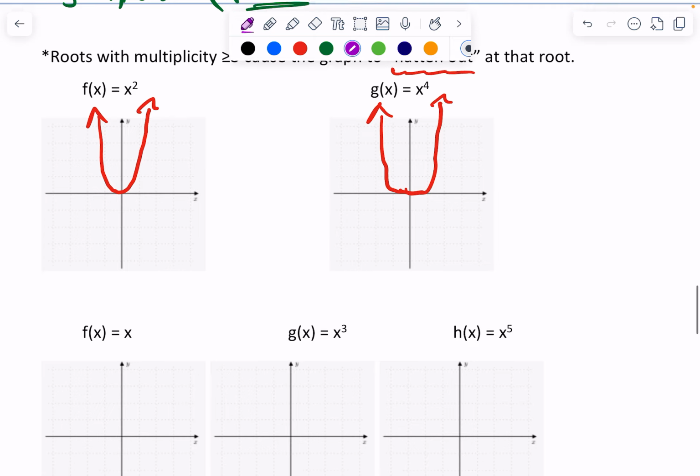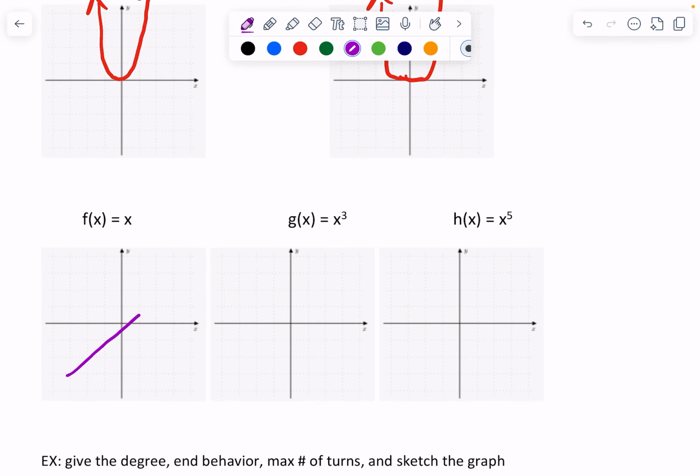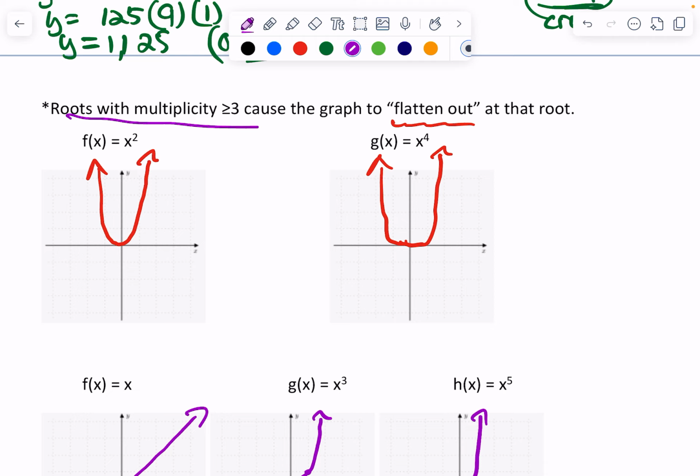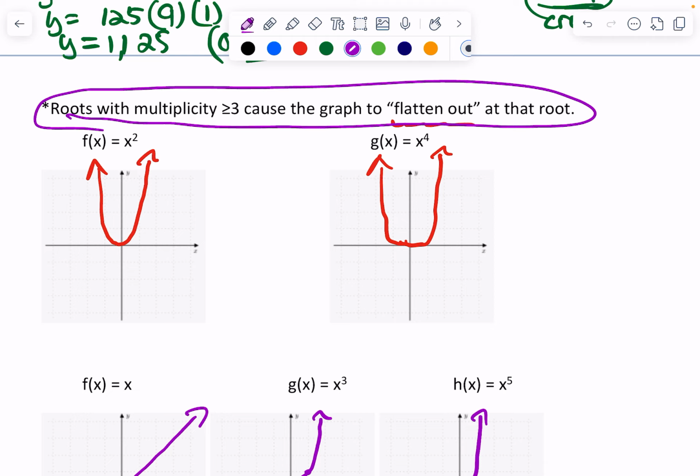Okay? f of x equals x is a straight line through the origin, like this. x cubed, we just graphed. We know that we've got these points that it goes through, with a little bit of a curve here, like this. Well, x to the power of 5 is going to look very similar, but it's going to be flatter right here. Like there's going to be more of a flat surface. So that's why roots with multiplicity greater than or equal to 3 cause the graph to flatten out at that root.